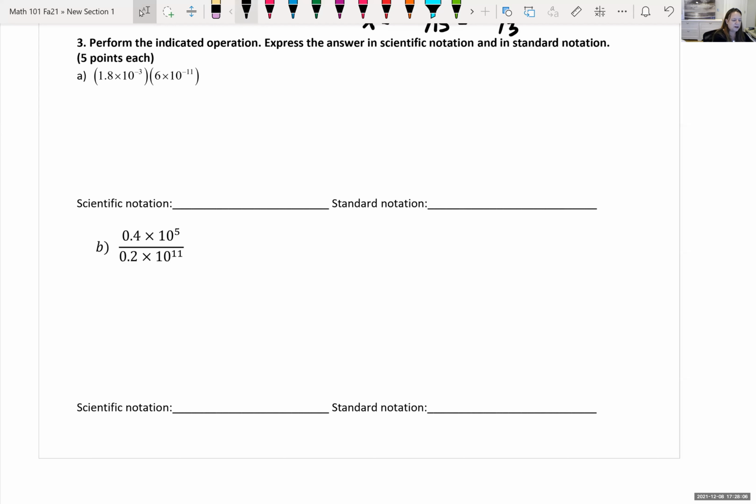Okay, so we want to multiply 1.8 times 6. So let's just do that over here on the side. So 6 times 8 is 48. So carry my 4. 6 times 1 is 6, plus 4 is 10. And my decimal is only moving one spot. So that's not quite in scientific notation.